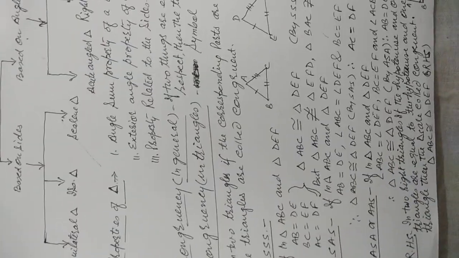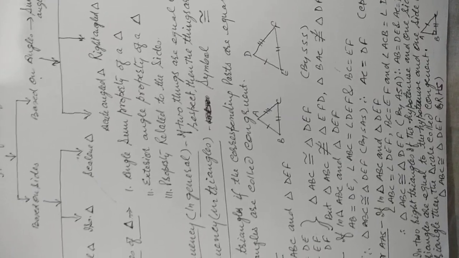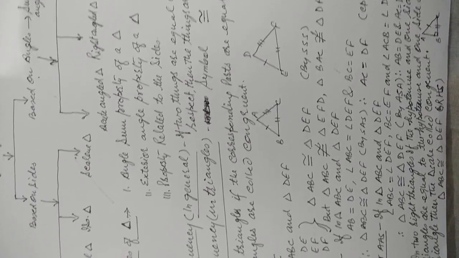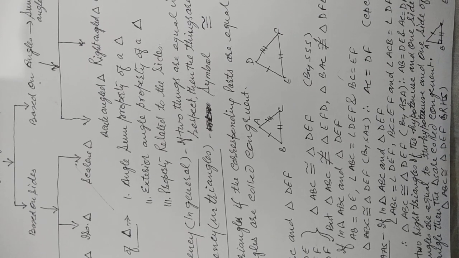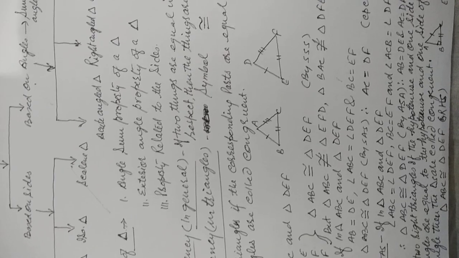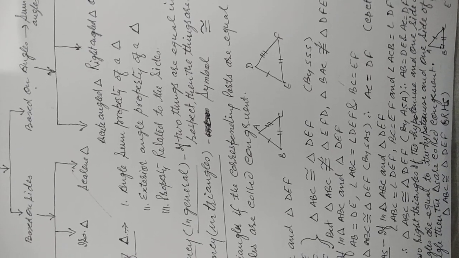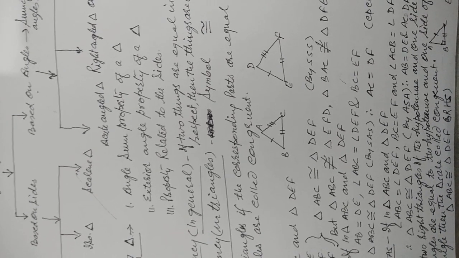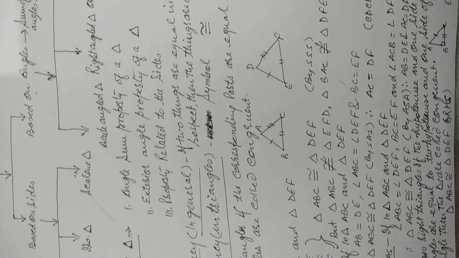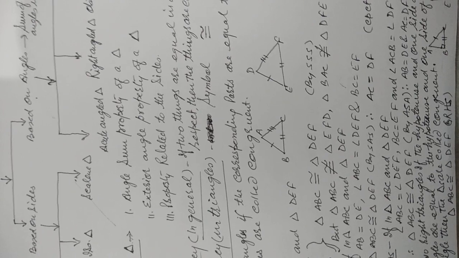Now we come to the properties of the triangle. We have already discussed the angle sum property of the triangle. What is the angle sum property of the triangle? The sum of interior angles of a triangle is always equal to 180 degree, exactly 180 degree. If the sum of interior angles is less than 180 degree, that triangle is not possible. If the sum of interior angles is coming more than 180 degree, in that case also triangle is not possible.